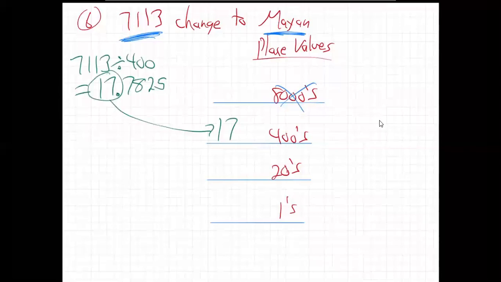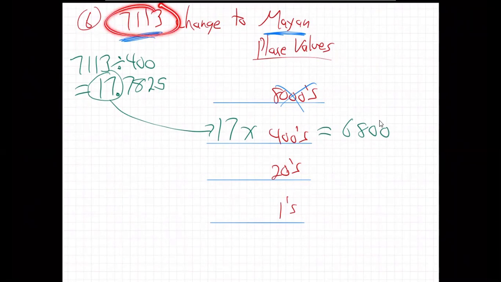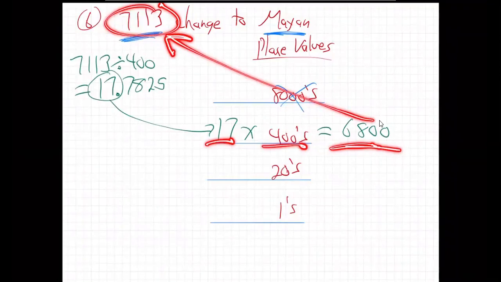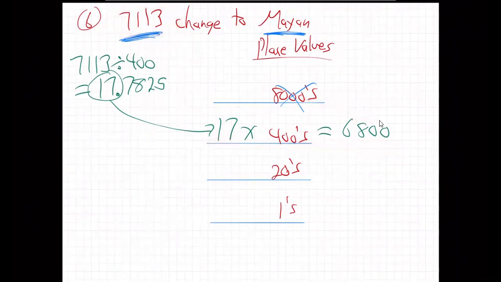17. Good. And now remember what we do is we figure out what that is. We say, what is 17 times 400? Because we're saying 17 in the 400s place. Well, that's 6,800. So we're trying to represent the number 7,113. So far, we've got 17 400s, which is 6,800. So how much do we have left to represent the entire 7,113? We subtract, don't we, to figure that out.